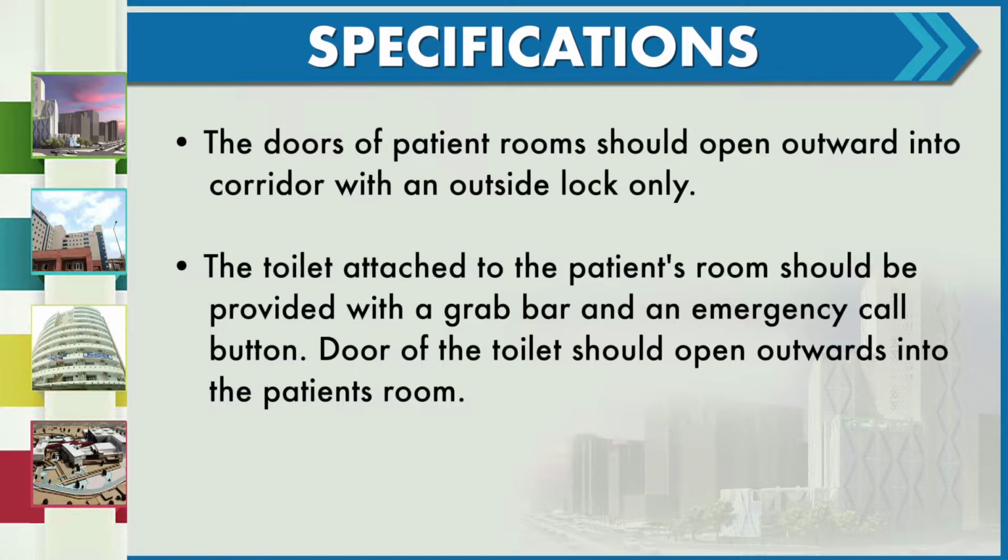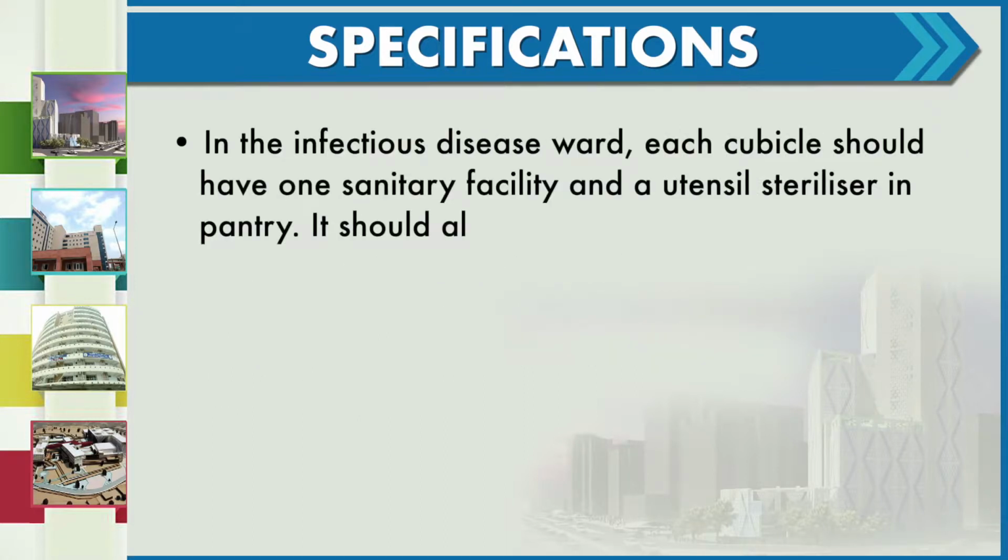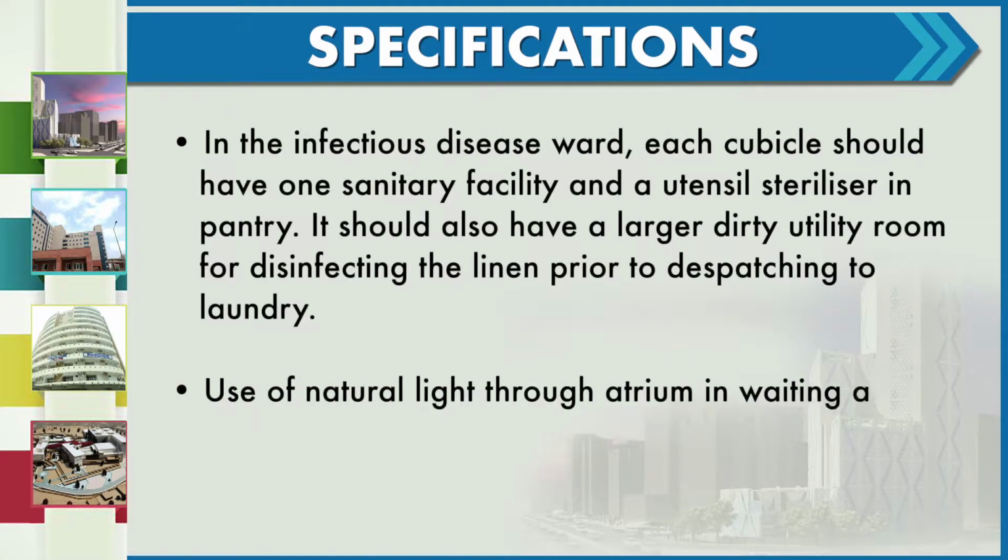Very important: in the infectious diseases ward, each cubicle should have a sanitary facility and a utensil sterilizer in the pantry. It should also have a large dirty utility room for disinfecting the linen prior to dispatching to the laundry. The use of natural light through an atrium in the waiting areas may be done.